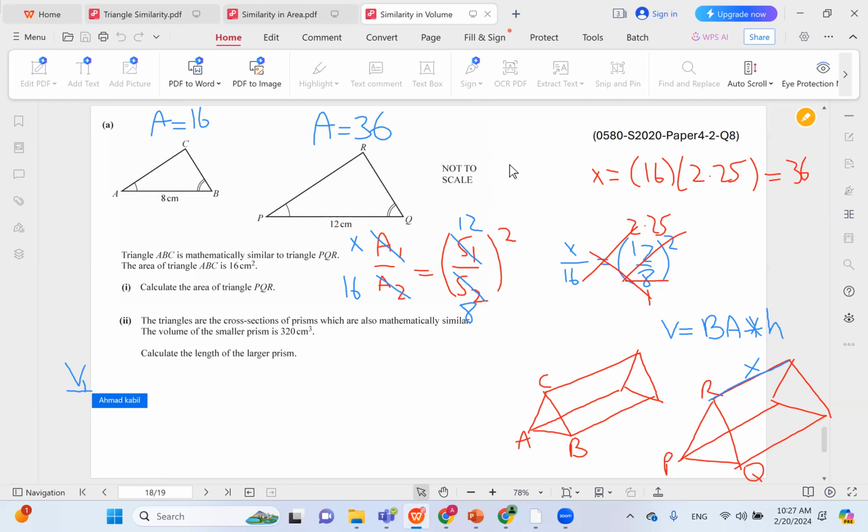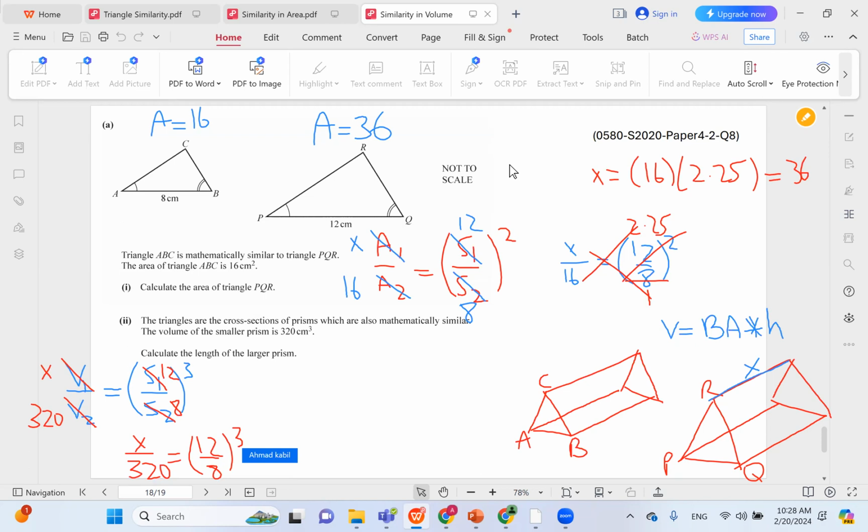V1 over V2 equals S1 over S2 to the power of 3. We want the volume of the larger prism, so V1 is the unknown here. Let's write X. V2 is the smaller volume, so this is 320. And the lengths are 12 and 8. So we have X over 320 equals 12 over 8 to the power of 3. We calculate the right-hand side. 12 divided by 8 to the power of 3 gives us 3.375.